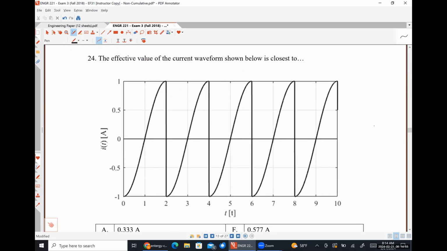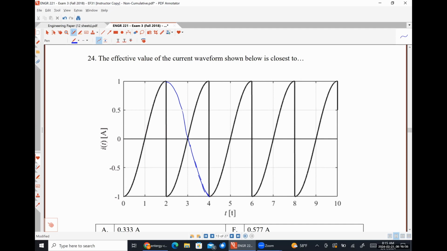All right, so we're asked to find the effective value of the current waveform here. So we'll just formally, I'm going to draw something here and I'll explain why I need it in just a moment. Okay, so I'm going to continue this sinusoidal thing on for another half cycle.